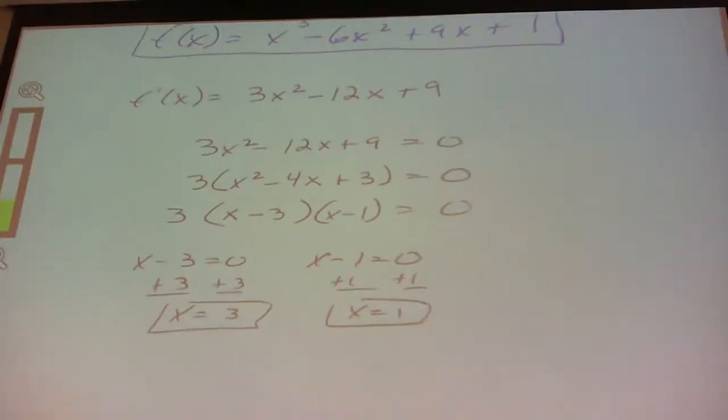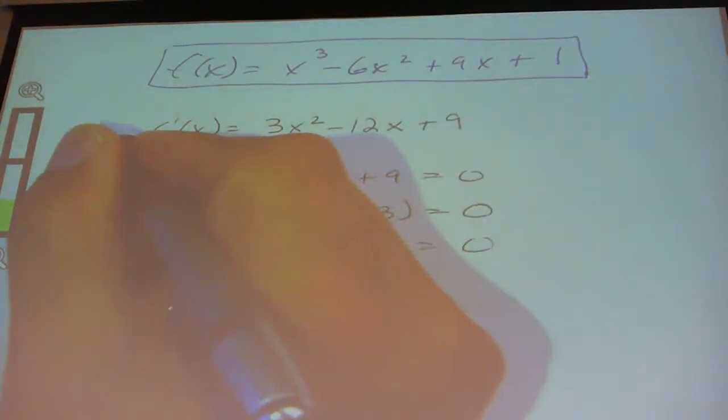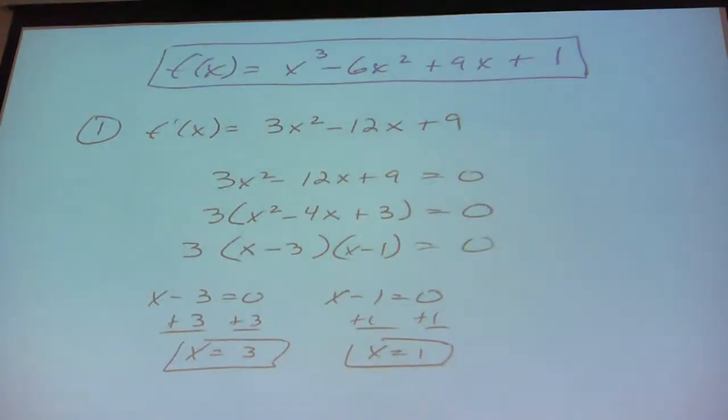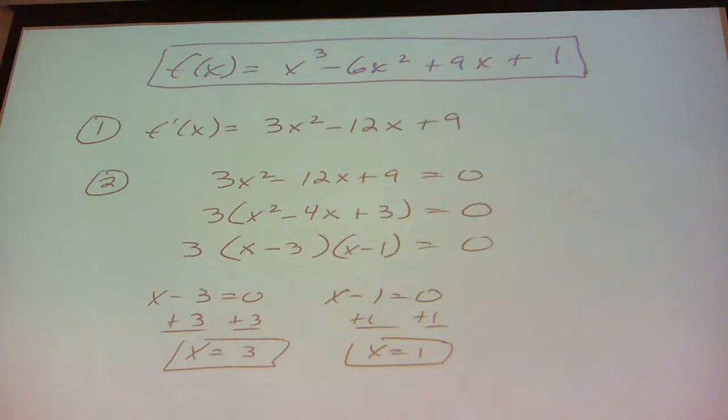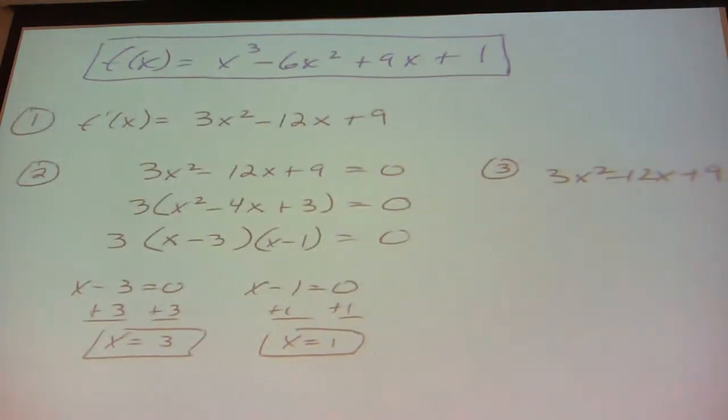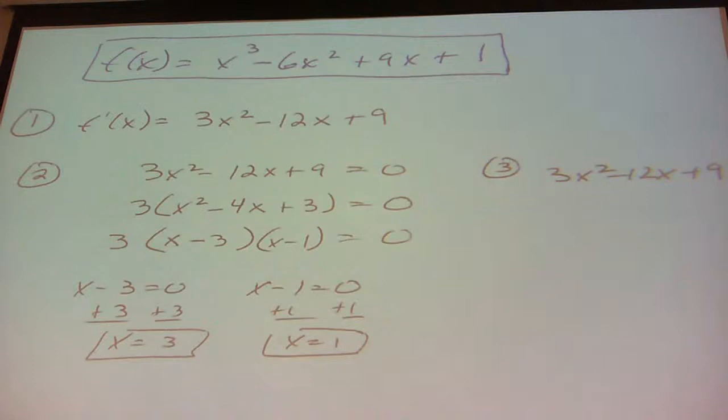So far, step 1, find the derivative. Step 2, set it equal to 0 and solve. And then I'm going to add a step 3. Look at the derivative. Is there any place where this could be undefined? And what I mean by undefined is dividing by 0. Is there any dividing going on? Is there any x in the denominator? Could this ever be undefined? No.